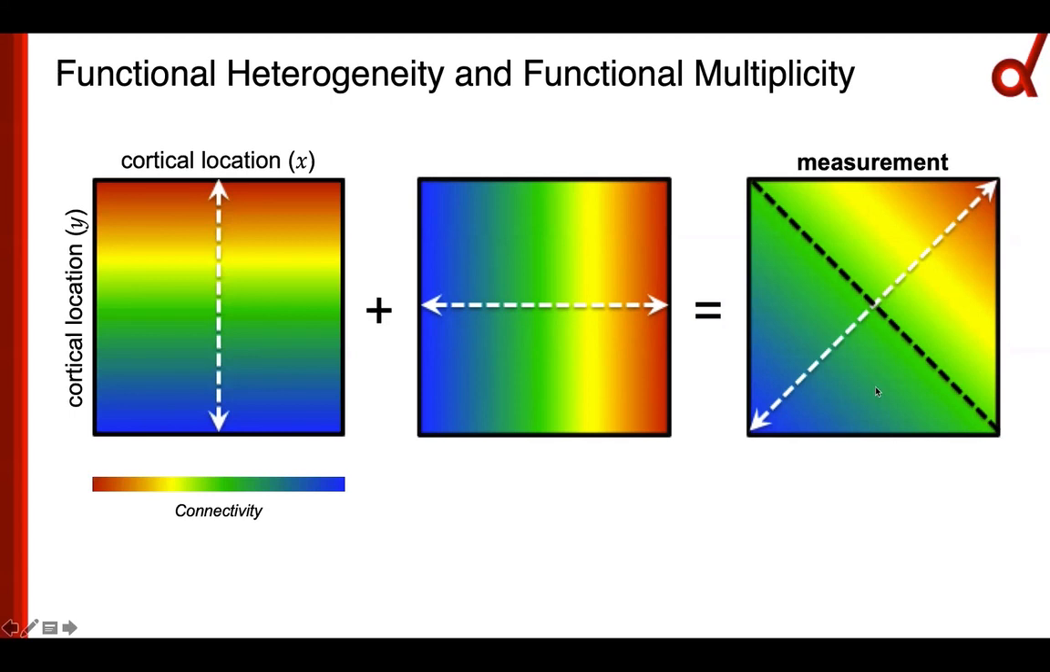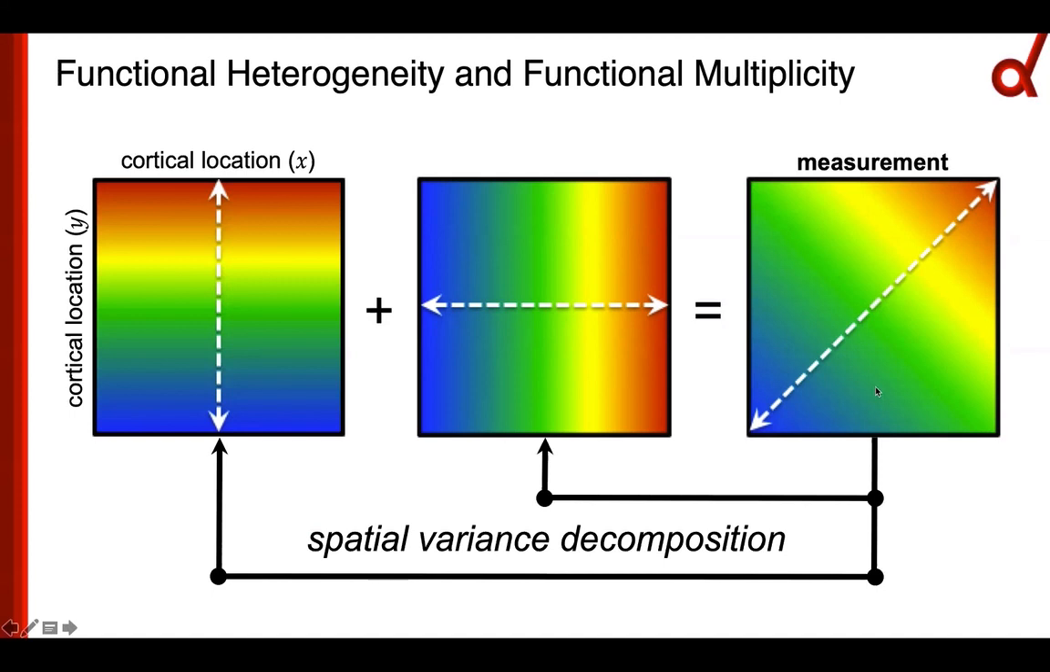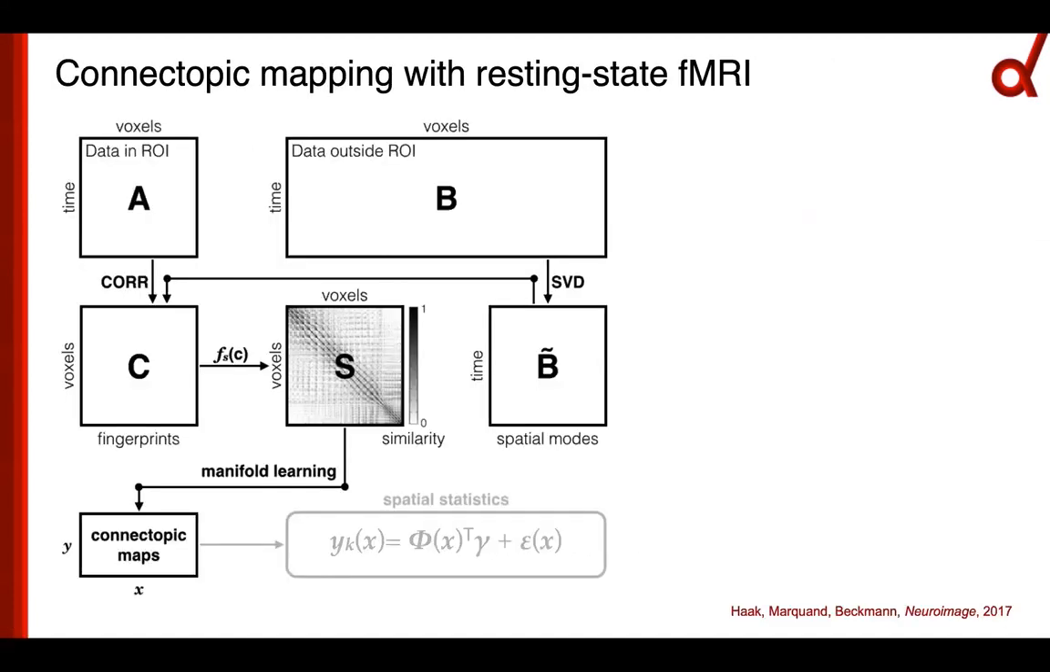What we should do instead is a spatial variance decomposition, such that our measurements are decomposed into modes of variation that are biologically meaningful. Now, to achieve such a spatial variance decomposition, we recently proposed the connectopic mapping framework. It constructs a similarity matrix of all voxel or vertex pairs within a predefined region of interest, based on their resting state functional connectivity. This similarity matrix is then submitted to a nonlinear manifold learning algorithm called Laplacian eigenmaps, which decomposes the connectivity fingerprints into multiple overlapping modes of variation, called connectopic maps.